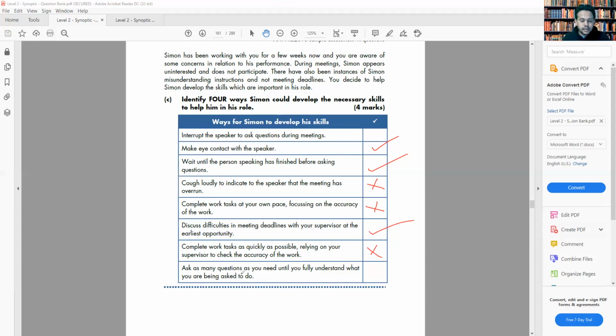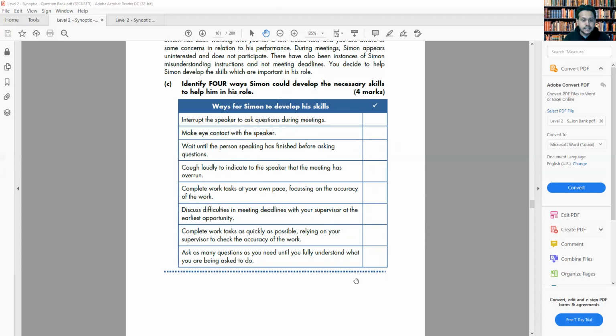Ask as many questions as you need until you fully understand what you are being asked to do. That's true. Until you get clear, don't just shake your head, yes, I understand. No, you have to make sure you understand everything and keep asking the question until you are fully clear. Otherwise you end up with the wrong thing, isn't it? If you don't understand properly, you will give the wrong report, the wrong work, so that will not be helpful for the company. So these are the four ways we can develop the necessary skill for him.